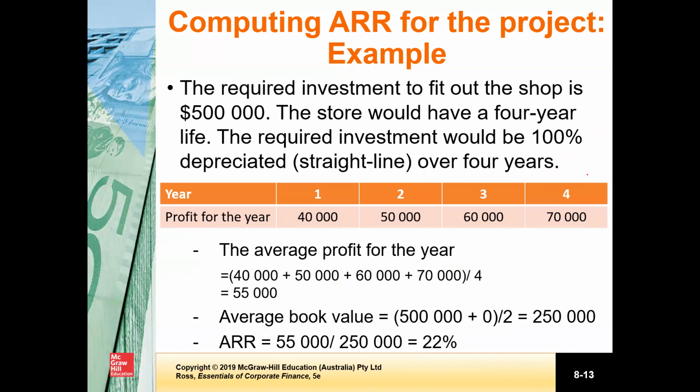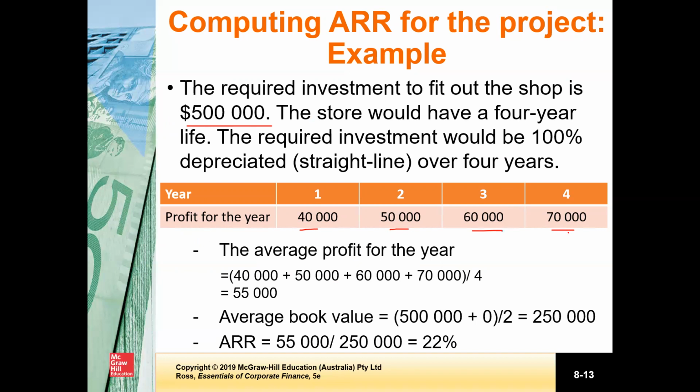So look at this example. The required investment to fit out the shop is 500,000. So you need to invest 500,000 in a project. The store would have a 4-year life. The required investment would be 100% depreciated over 4 years. That means this 500,000 would be depreciated over 4 years. And the profit for the year, you see the profits are 40,000, 50,000, 60,000, and 70,000.